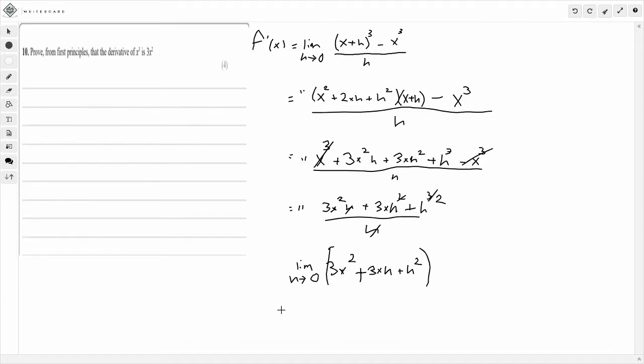So, I'd write something like this. As h tends to 0, f prime of x is equal to 3x squared. And there you go, guys. That's just what you need to prove at the end, the very last line of your working.